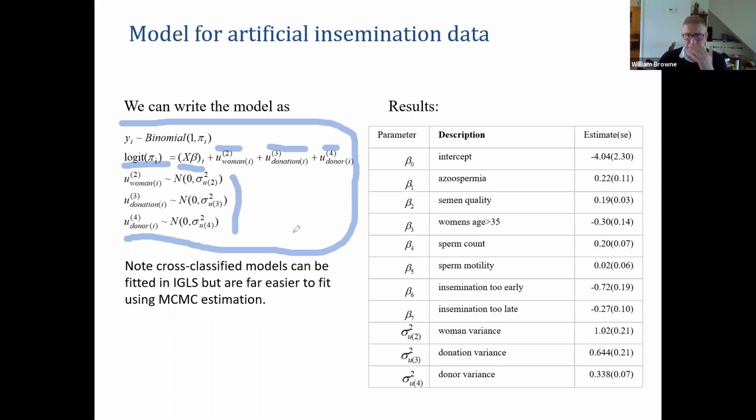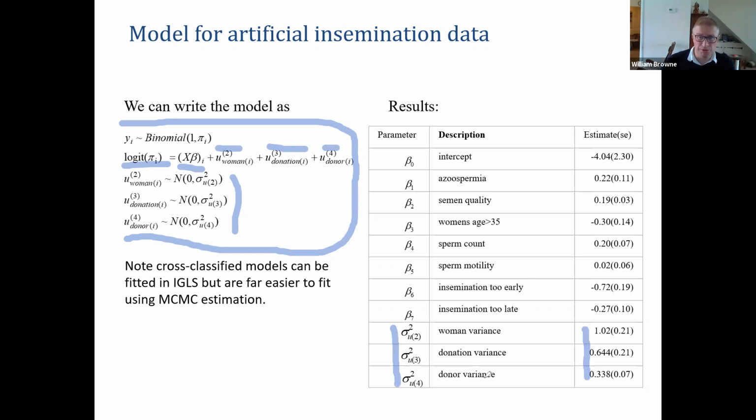We fitted this model using MCMC. In theory, you could have done this in EGRET or the IGLS algorithm that Clayton and Rasbash developed, but we found it easier to use MCMC. And we can see some results on this right-hand side. And what we can see down the bottom here are the 3 sources of variation. And we can see the relative magnitudes of these variabilities.